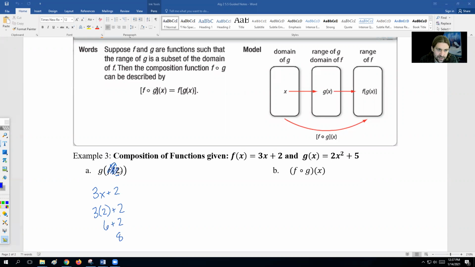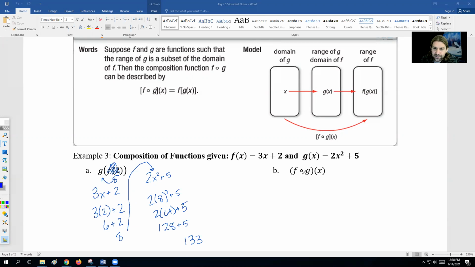What I'm going to do now is take that 8 and plug it into g. So here we go, g, which is 2x squared plus 5. I'm going to take the 8 and plug it right in: 2 times 8 squared plus 5, or 2 times 64 plus 5. That's 128 plus 5, so we'd get an answer of 133. A lot of times these can get really crazy numbers, or sometimes they work out right. So that's pretty easy, working with just numbers that we're plugging in values.